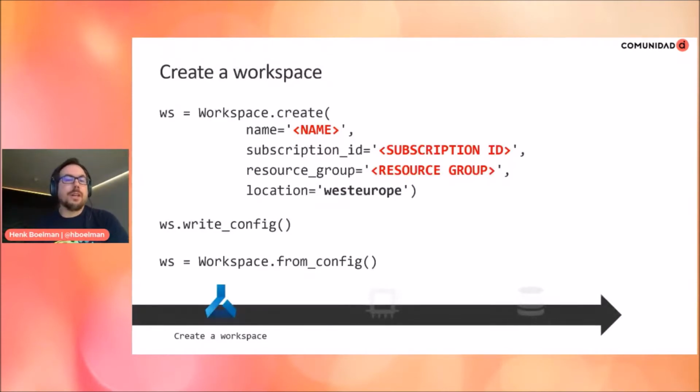The location is already an important decision you're making, because when you're training, you're going to use virtual machines. And not every virtual machine is available in every region. So before you create your workspace in a specific region, check if the compute you want to use is available in that region. And with West Europe, you're always kind of good to go. So you create that workspace and then you write out a configuration file. And with that configuration file, everyone else can connect to that same workspace by saying workspace from config.